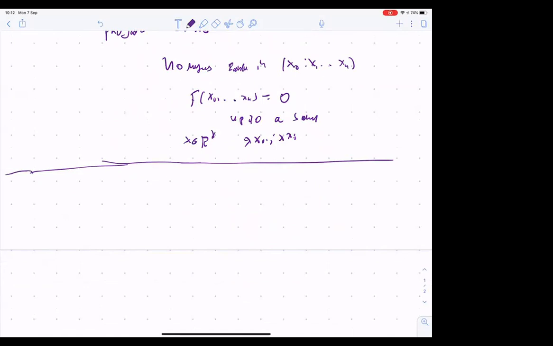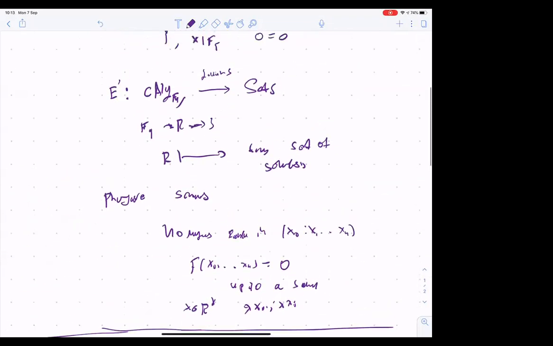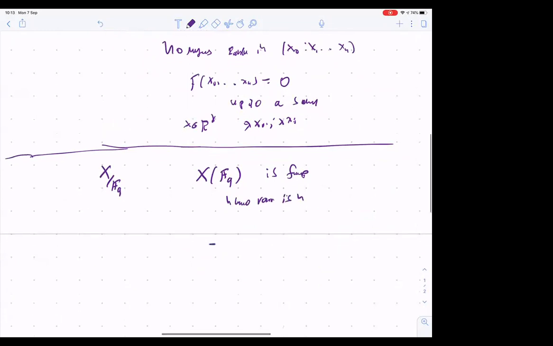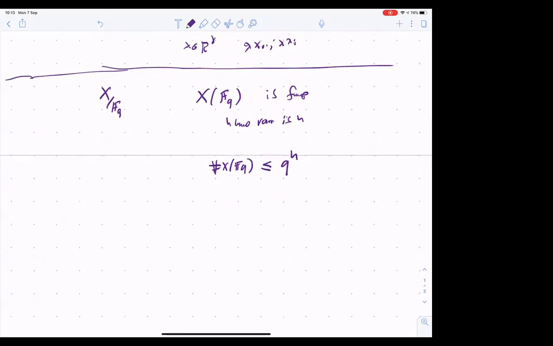The game that we are playing today is that we are given some algebraic variety X, defined over our field F_q, and it's easy to see that X(F_q) is finite. There's only finitely many points. In fact, if the number of variables is n, the number of solutions is most definitely smaller than q to the n. So this is some finite number, the number of solutions.